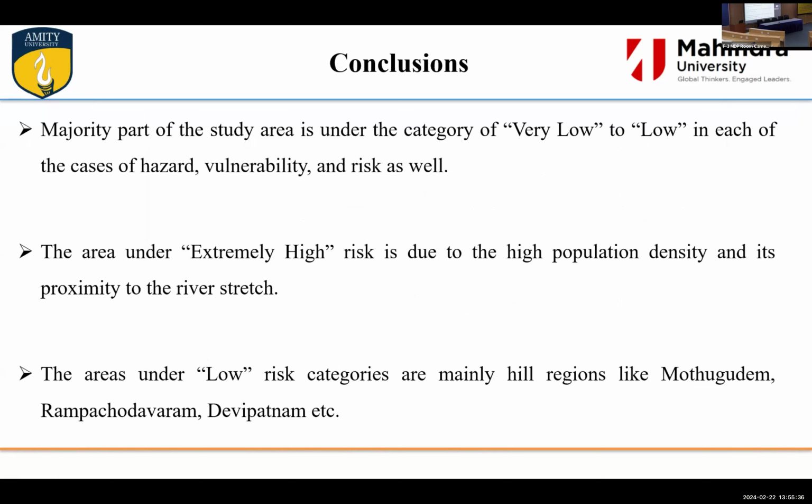Coming to the conclusions of the study, the majority of the study area falls under the category of very low to low in terms of hazard, vulnerability, and risk as well. The area under extremely high risk is due to the high population density near the river stretch. Also, the areas under low risk categories are mainly hilly regions like Muttagudam, Ramchandrapuram, and Devipatnam, etc.